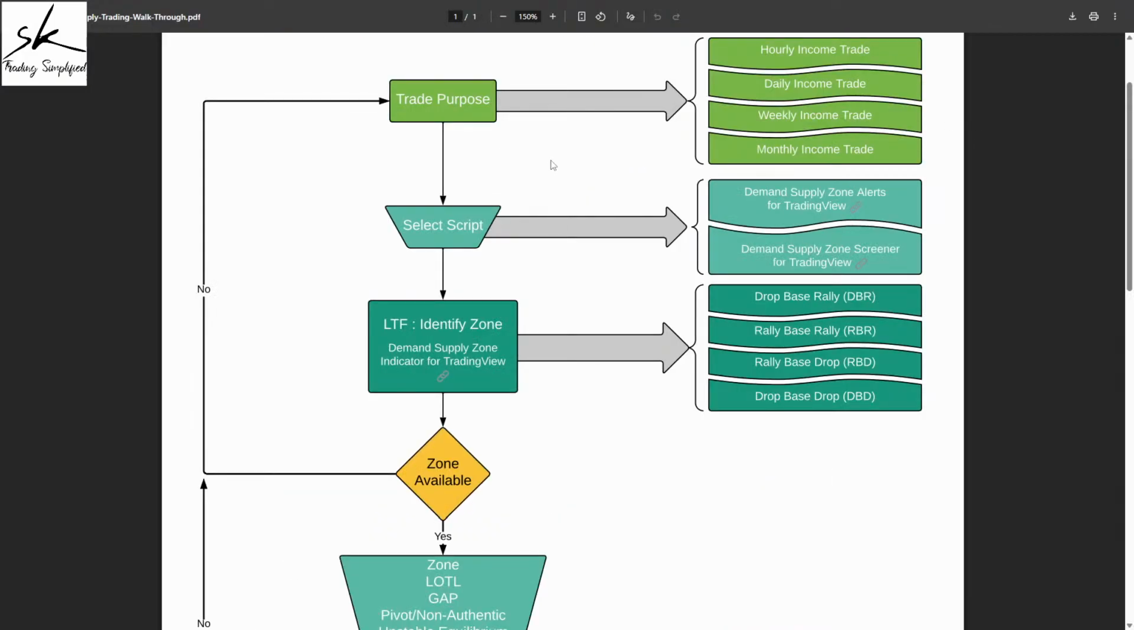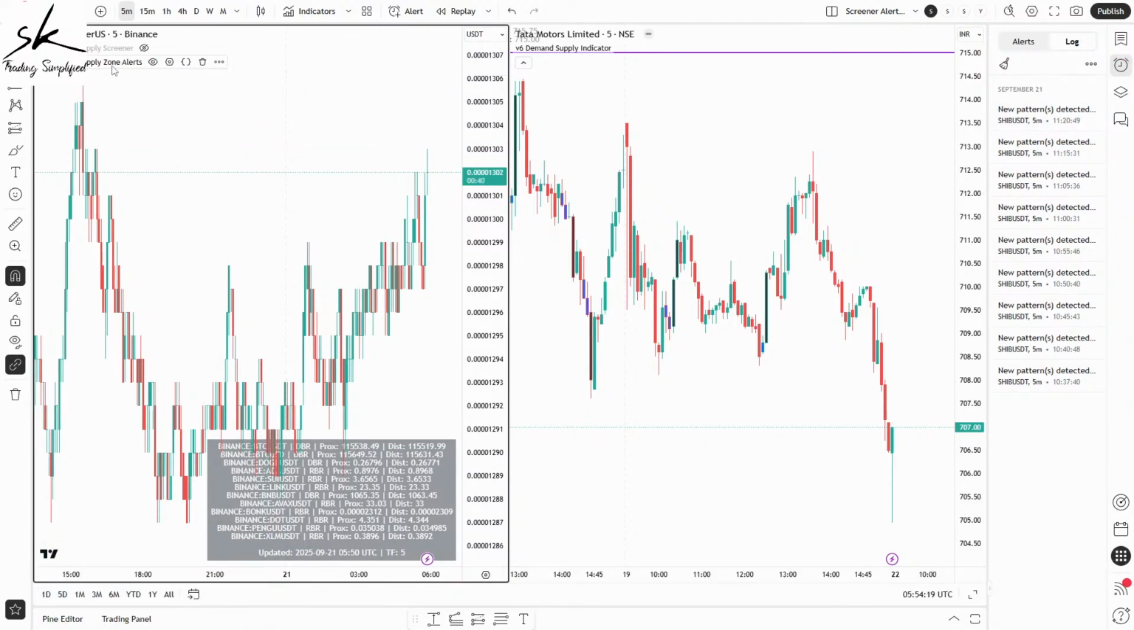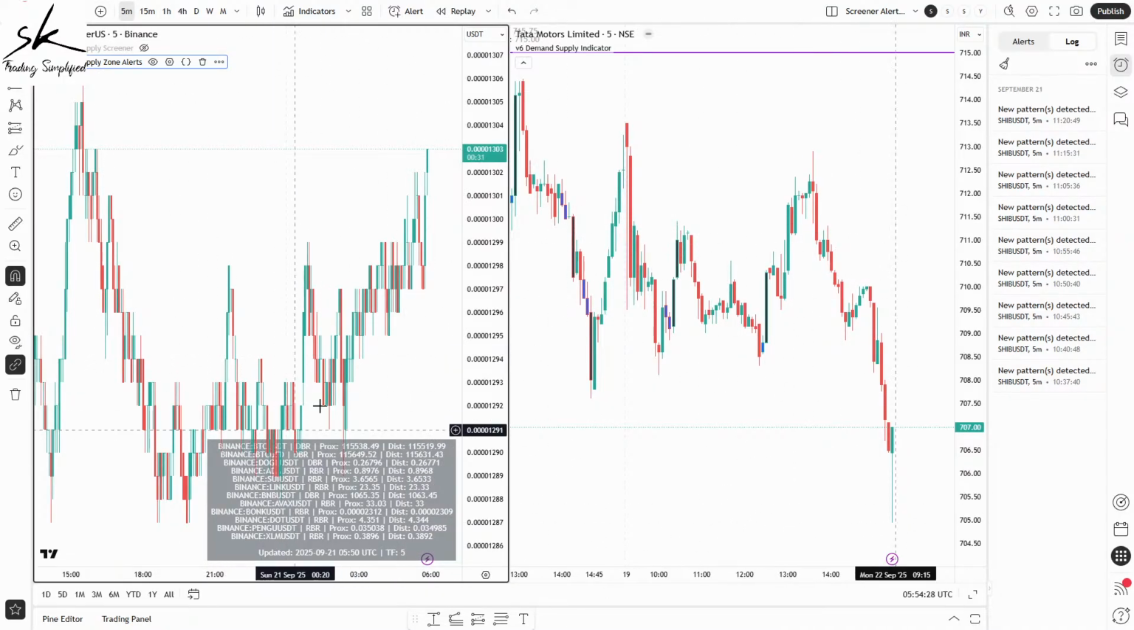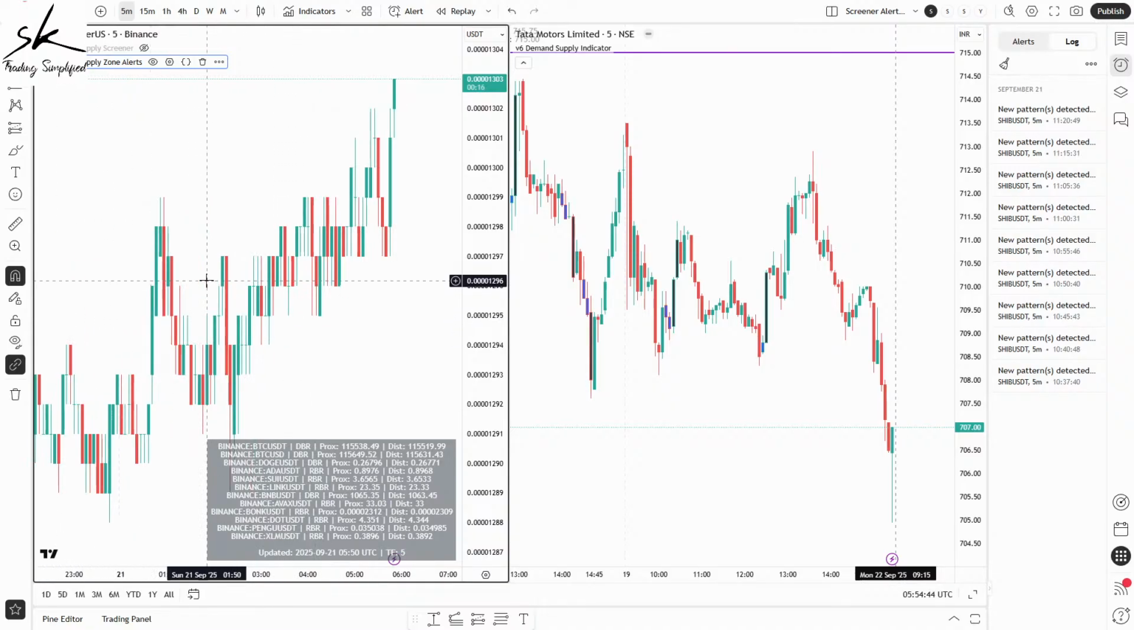So if you talk about the alerts first, can you see that I have applied alerts here on this chart, and I have given a list of about 20 symbols, and currently I'm on the 5 minutes chart. What I have told this indicator, which is alerts, is that out of these 20 symbols during the live market, because as of now only the crypto market is live, as and when we have formation of demand and supply zones, keep notifying me, keep updating me.